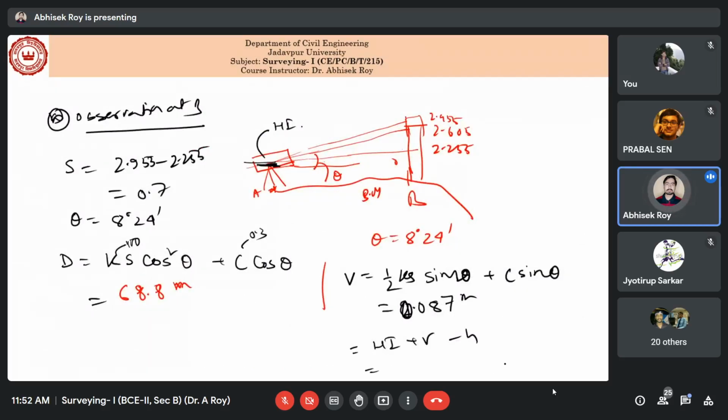So calculate, minus H means minus 2.605.